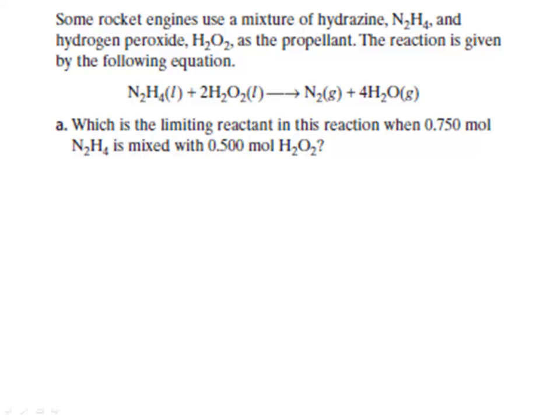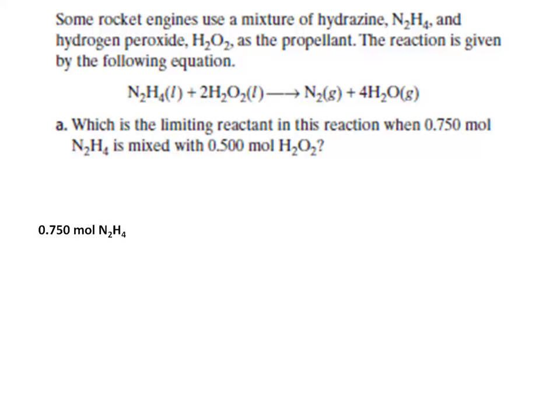The first question I'm going to take a look at talks about rocket engines using hydrazine and hydrogen peroxide as a propellant. It gives you the reaction, and they want to know what the limiting reactant is when you have 0.750 moles of N2H4 mixed with 0.500 moles of H2O2. Now, sometimes you'll see a problem where they give you something in grams, and if that's the case, then just convert it to moles, because the only way you can determine limiting reactants is by using the mole ratios.